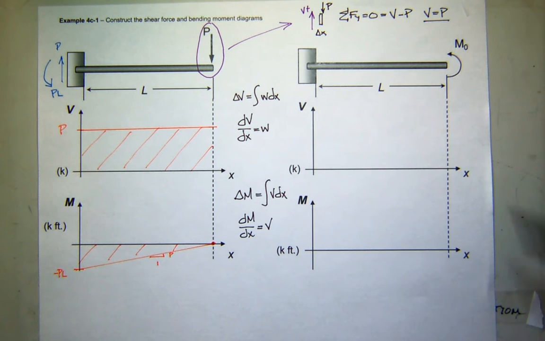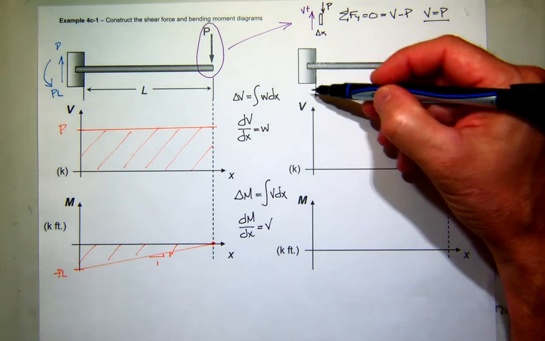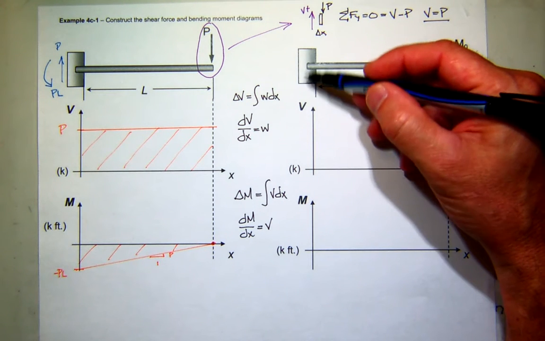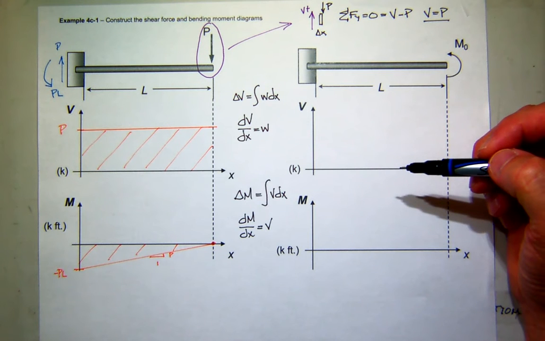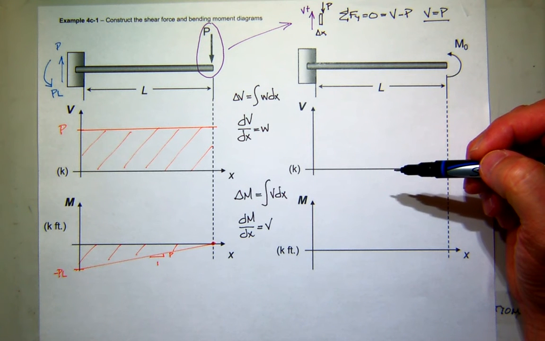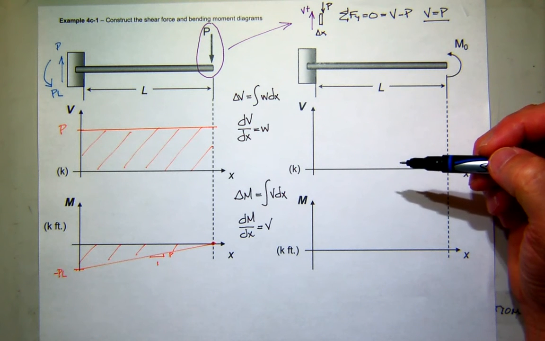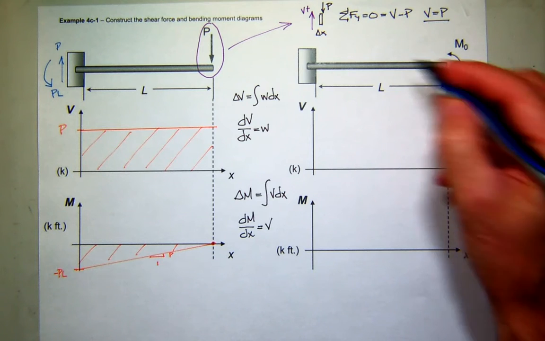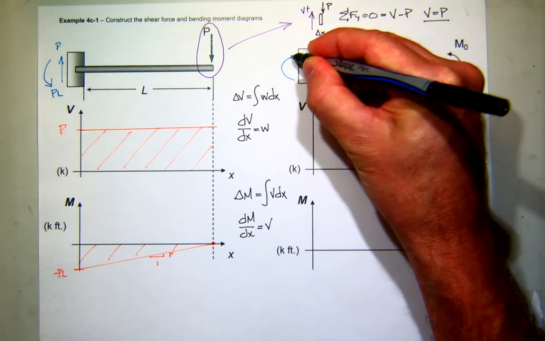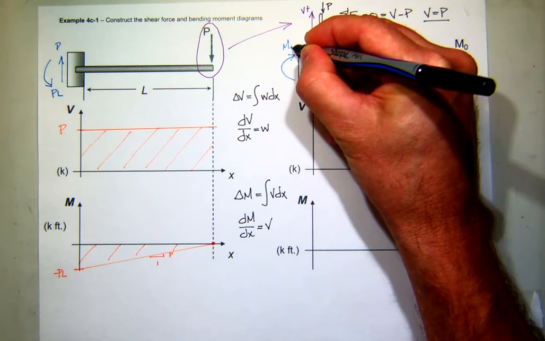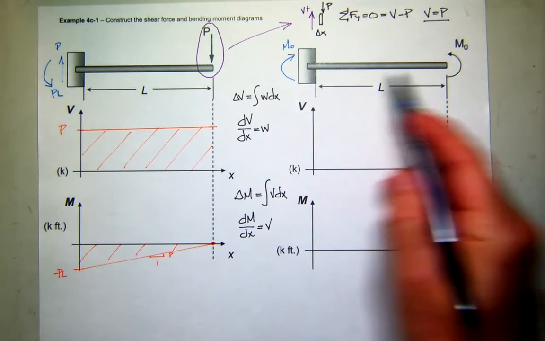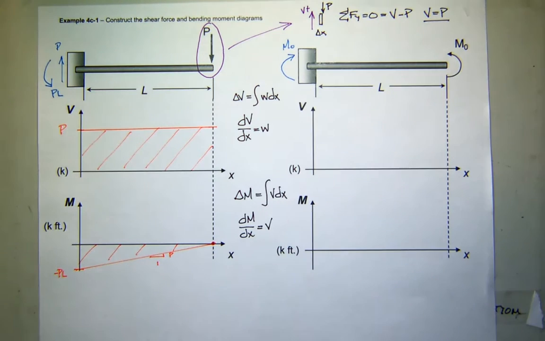Or let's move this other way. Now we have an applied moment. So if I sum forces and try to find my reaction here, what will it be? 0. There is no shear. And with this kind of reaction, I'm going to get a reaction moment here of M naught. Right? Some moments, those cancel out. So this is going to be challenging.